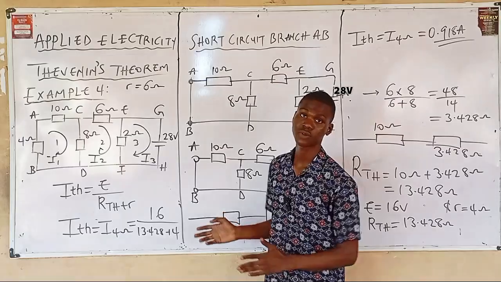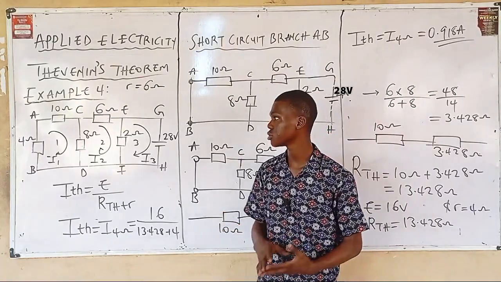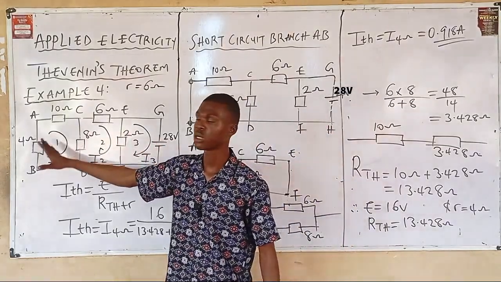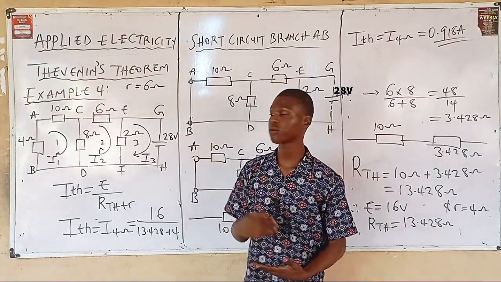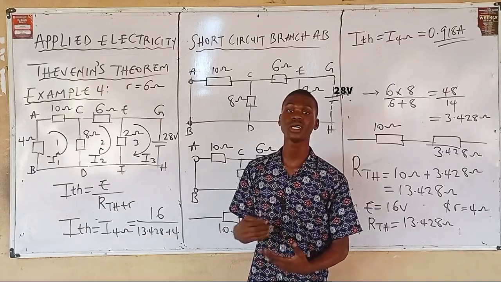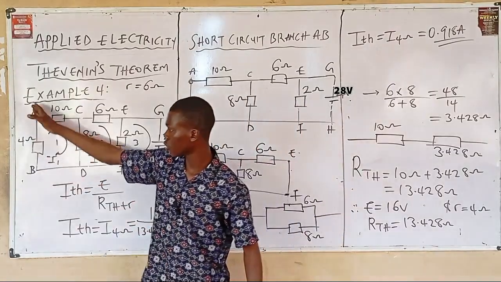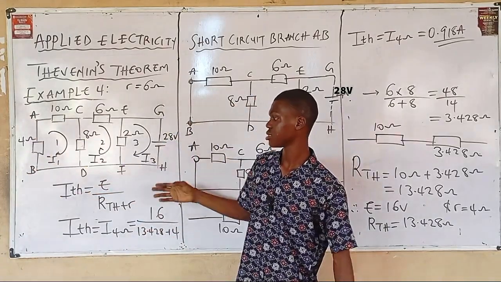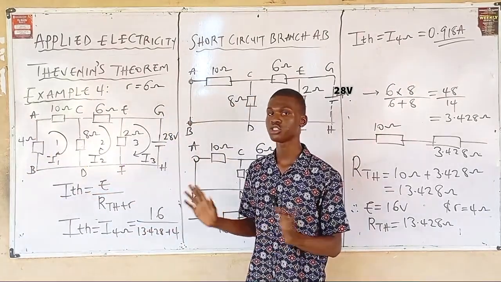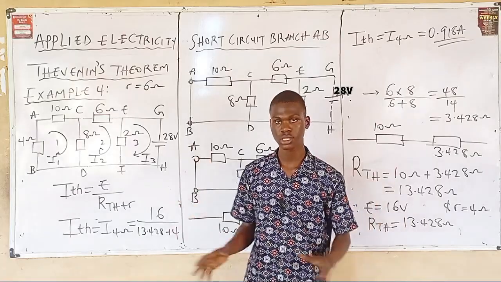So this is how it works. For a similar question, having 3 loops under Thevenin's theorem, where the question says calculate the value of voltage, or calculate the current flowing through any resistor, say the resistor in branch AB or the resistor in branch GH, this is what you should implement. The steps remain the same.